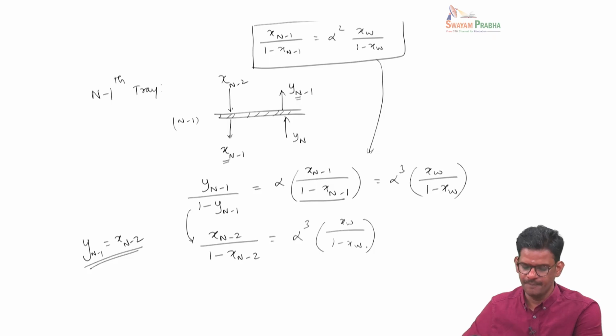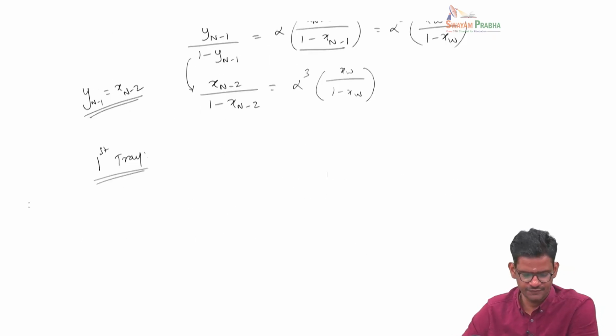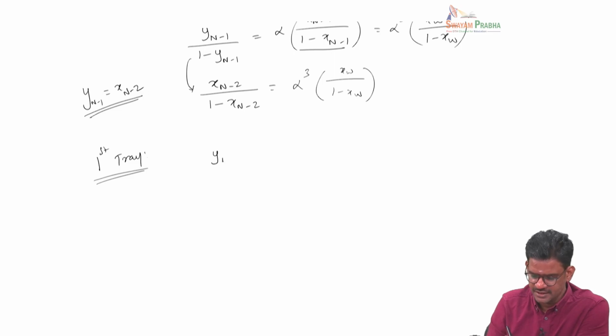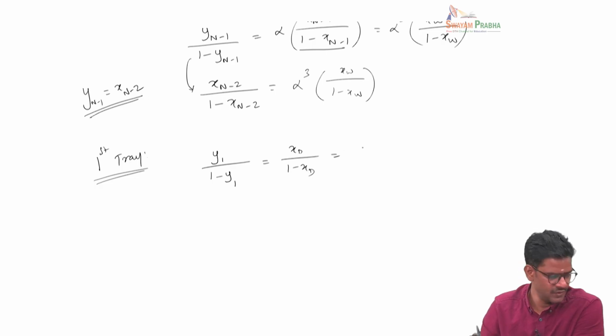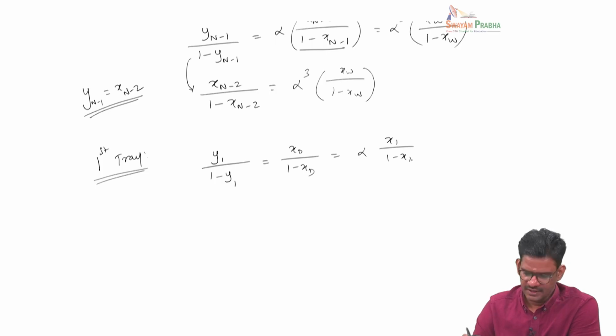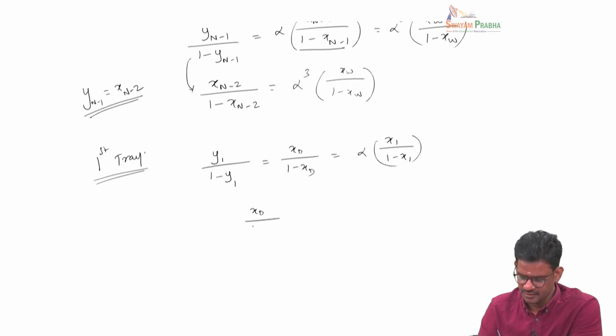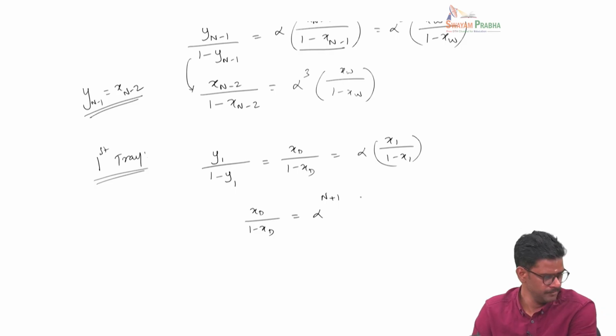x_w. Now, if we continue this operation all the way to the first tray, we will be able to write that y_1 over 1 minus y_1 is equal to x_d by 1 minus x_d, that is equal to alpha times x_1 by 1 minus x_1. And then if I replace this recursively, we will be able to write that x_d by 1 minus x_d is equal to alpha to the power n plus 1 times x_w by 1 minus x_w.